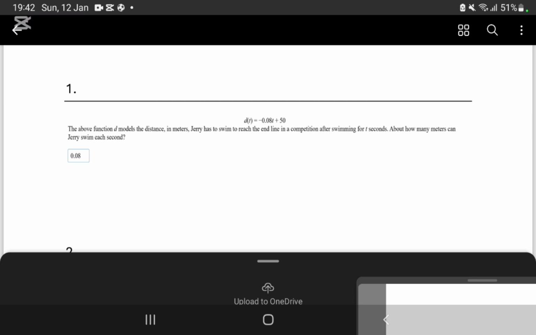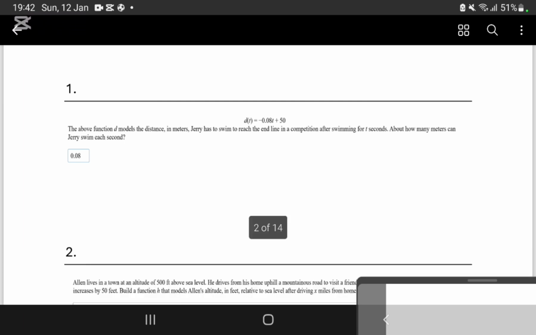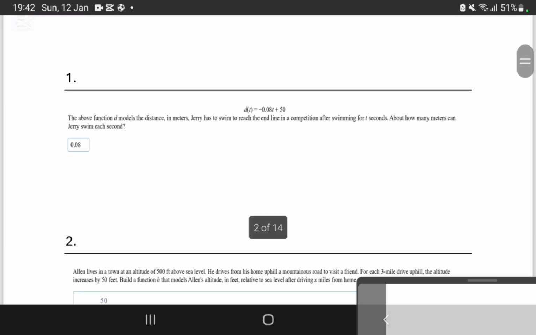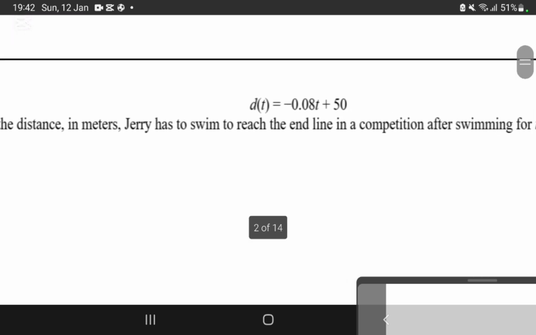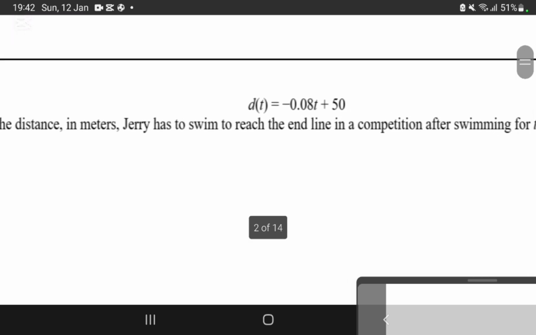Today we will be starting the Term 2 Week 5 AMS quiz. So for this question, it says here that the above function D models the distance in meters Jerry has to swim to reach the end of the line in a competition after swimming for T seconds. About how many meters can Jerry swim each second? 0.08. Look, because here we can see that the distance is 0.08 T plus 50.